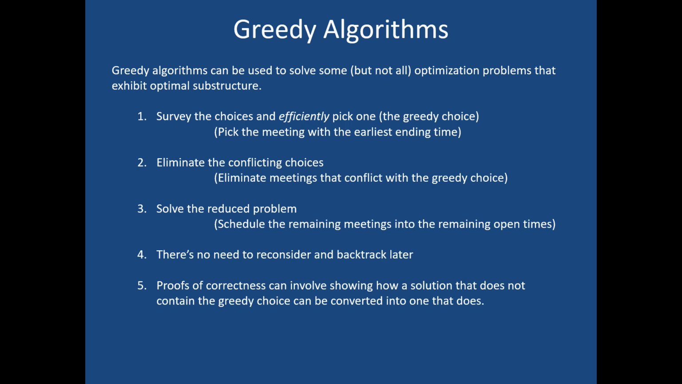And when you want to prove a greedy choice is correct, as long as you have optimal substructure, all you have to show is what we did: that the greedy choice is part of an optimal solution. That's really all you have to prove. Unfortunately, we can't solve all problems this way.